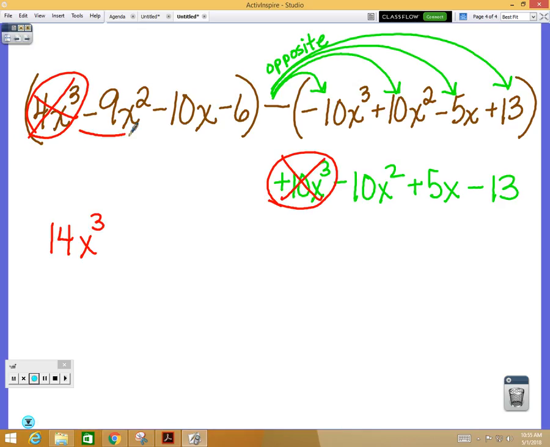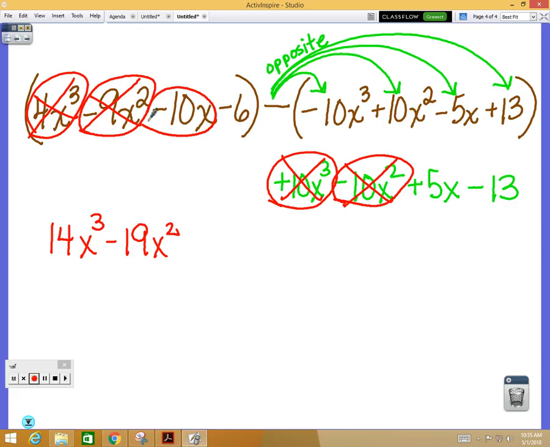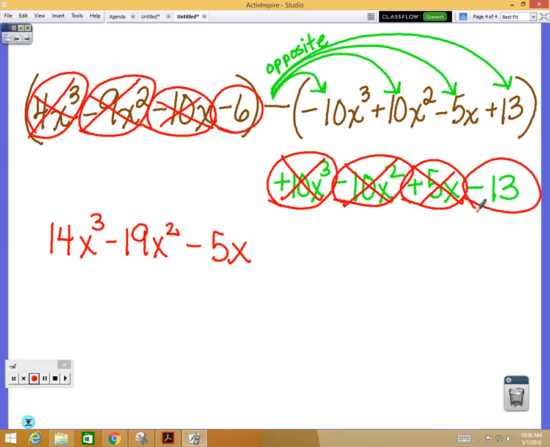X squared is next. I have negative 9, negative 10. How many total is that? Negative 19. Done with that. X is next. I have negative 10. I have positive 5. That gives me negative 5x. And lastly, negative 6. Negative 13 gives me negative 19. And you're finished.